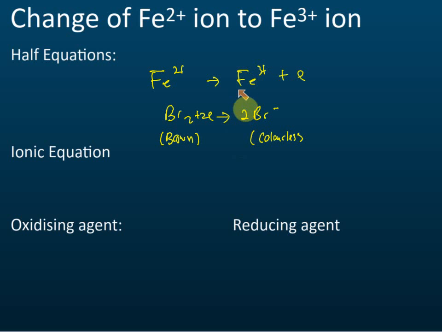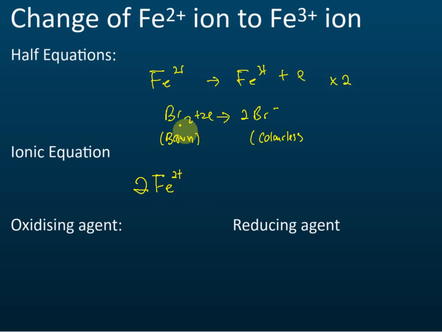After writing the half equations, we need to write the ionic equation. The first thing that you need to do is to make the number of electrons equal on both sides. On the left-hand side, we have two electrons. So on the right-hand side, we must also have two electrons. We can do this by multiplying the equation by two. Then we have two iron ions.